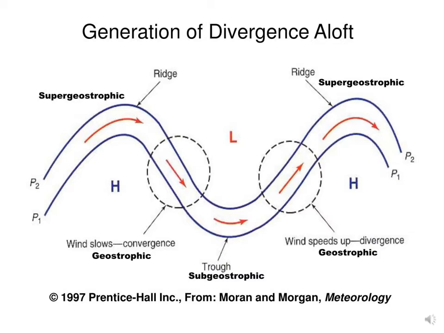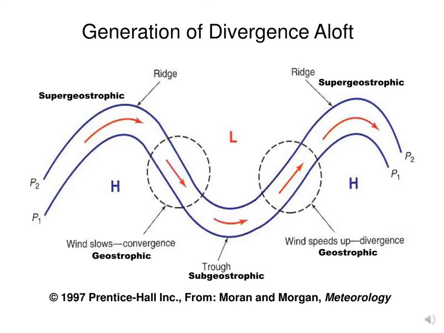Then as it transitions from moving around the high to around the low, it's going to be geostrophic balance because there's no curvature. And then as you curve around the trough, the wind will become subgeostrophic as the Coriolis force and the centrifugal force are balancing the pressure gradient force. And then it becomes geostrophic as you move around the low again, where the isobars are straight, and then becomes supergeostrophic once again.